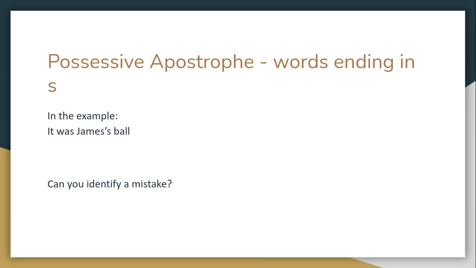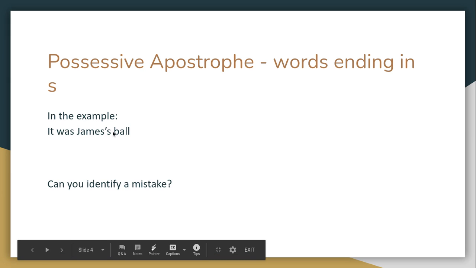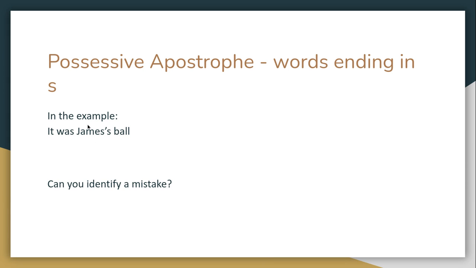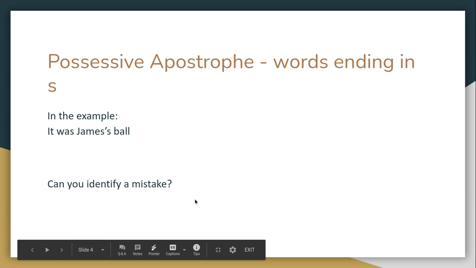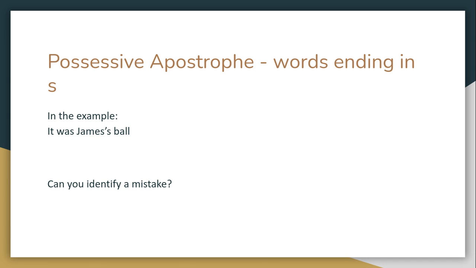But we're going to move on now to the possessive apostrophe with words which end in S. It's the same type of apostrophe, still doing the same thing. Have a look at this example. It was James's ball. Can you see how it looks clumsy and it sounds difficult to say? It's not as easy as just putting it like this. This is in fact a mistake, and I wonder if you can identify what the mistake is.